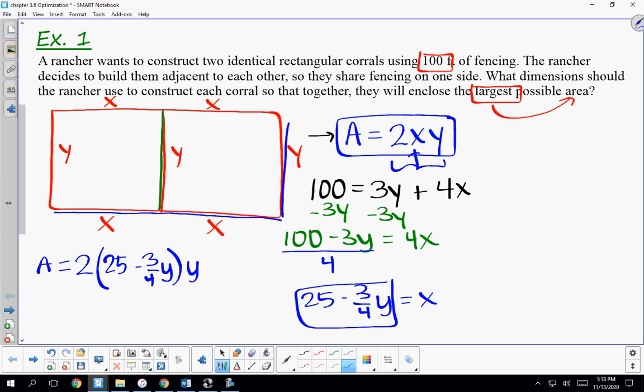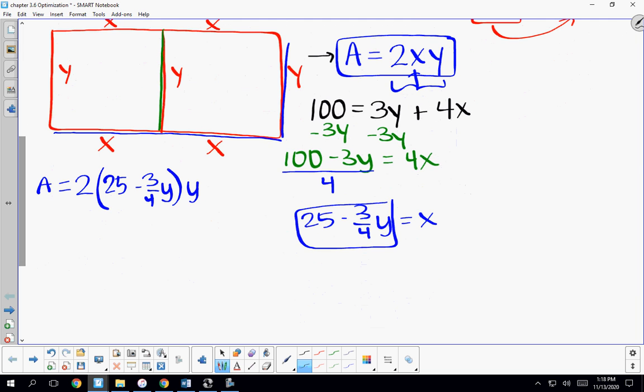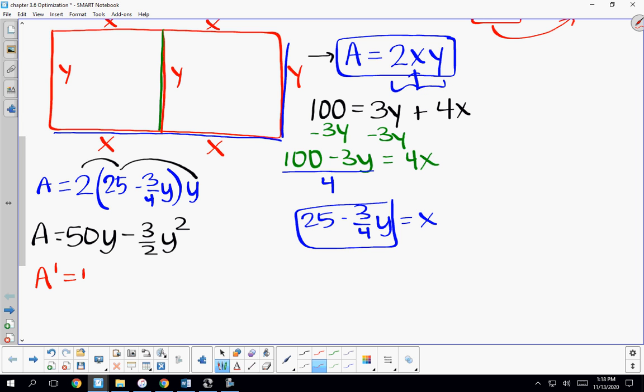And it's up to you whether or not you want to distribute. Usually it probably will make the problem a little bit easier, but not always. So if we multiply both of these in and distribute, we're going to get 50y minus 3/2 y squared. And so now we're going to differentiate so that we can find our critical numbers and find our max and our min. When the 2 comes down, we're going to get minus 3y. And when I find criticals now, I'm going to get 50 equals 3y. And when I simplify, I see that y equals 50 divided by 3.